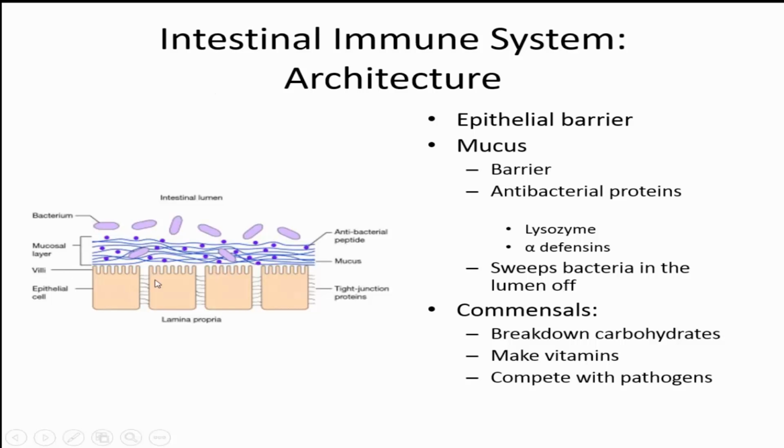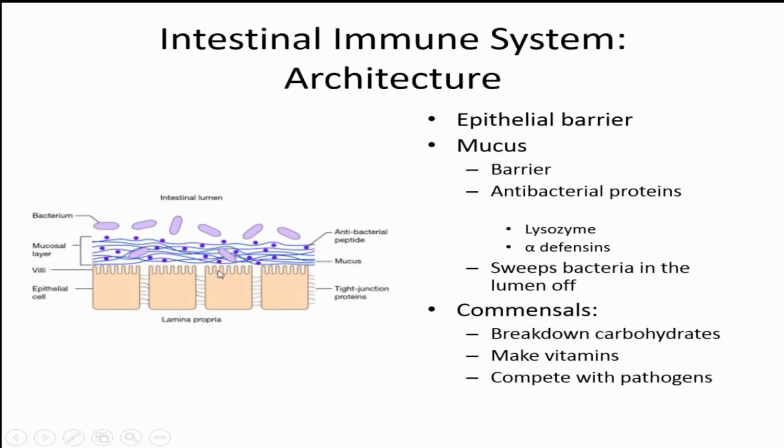The intestine is lined by an epithelial barrier, which is the first line of defense. It also has mucus production on top of that epithelial barrier, which also provides a barrier function. Apart from the barrier function, it can have antibacterial proteins, which help in fighting some of the pathogens that it's going to come across, like lysozyme or alpha defensins.